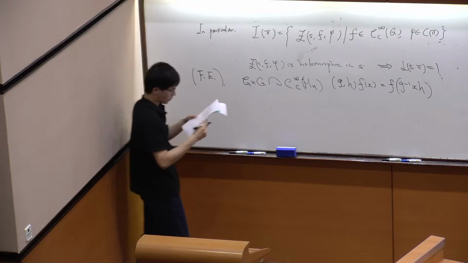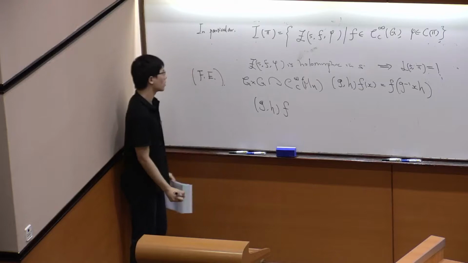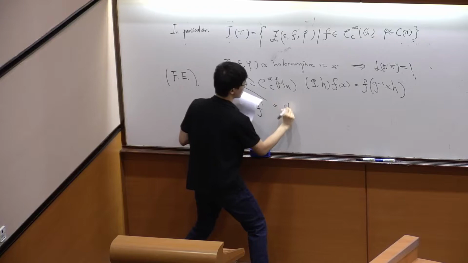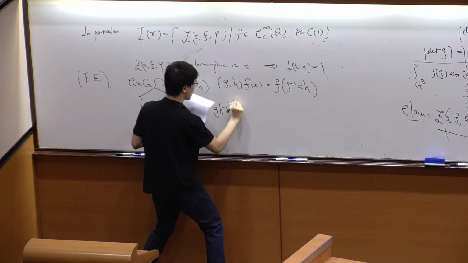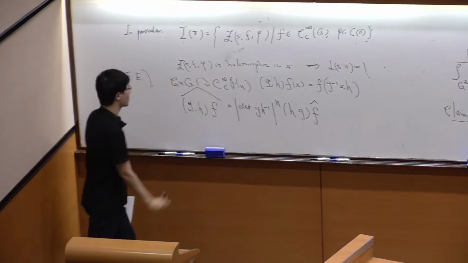Moreover, if you apply the Fourier transform to (g,h) acting on F, then you can immediately show that it's |det(gh⁻¹)| to the nth power of (h,g) acting on the Fourier transform of F. This is just you just run the definition. Okay.